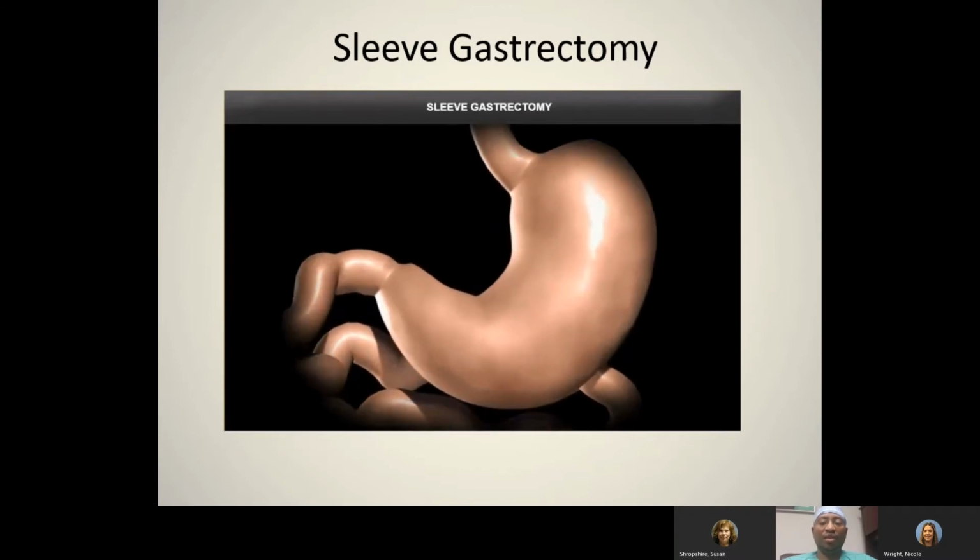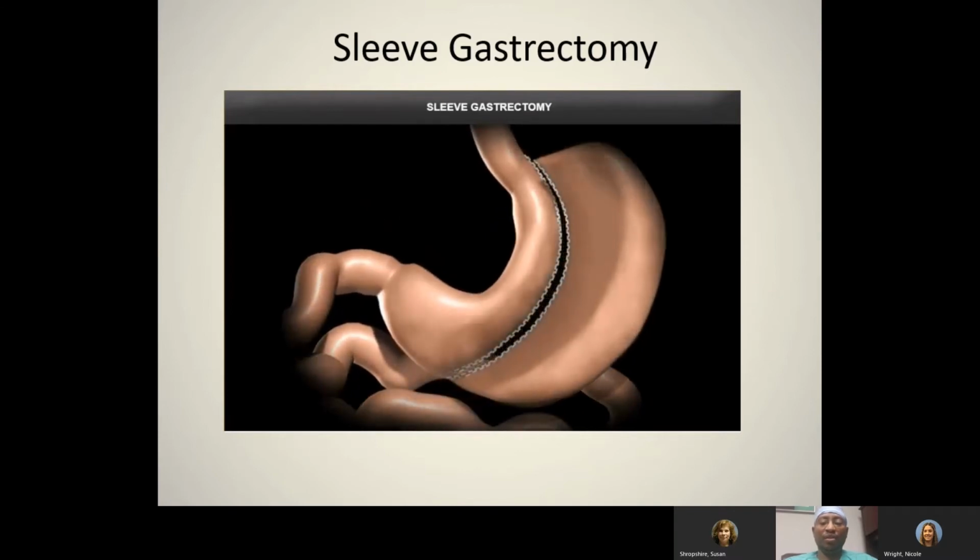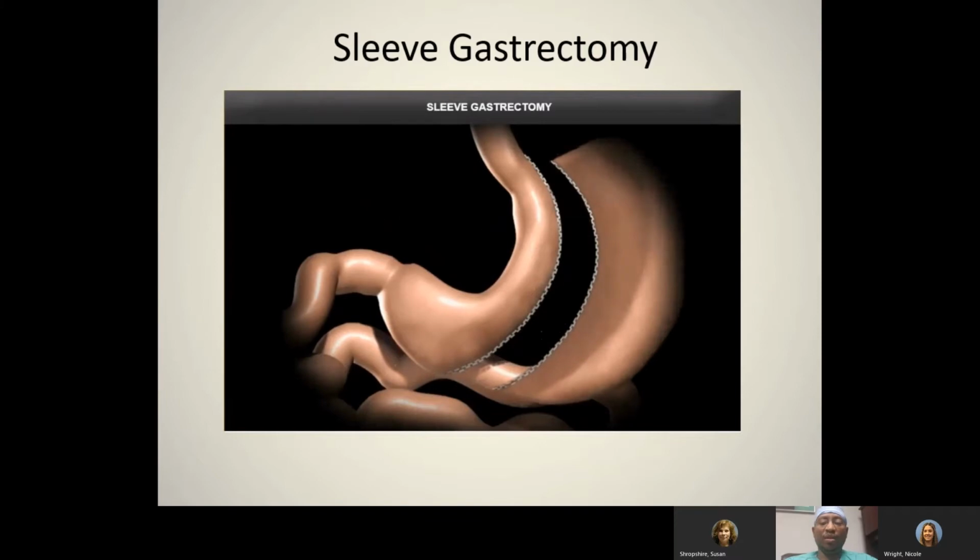And so with the sleeve, what we do is we come in and we cut the stomach, similar to this, and that whole portion we take out and remove, leaving a small tube that looks kind of like a sleeve of an arm, which is why they call it that.